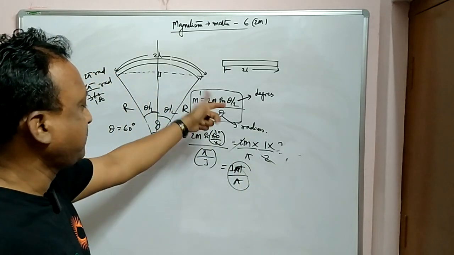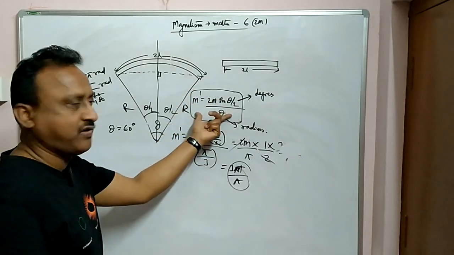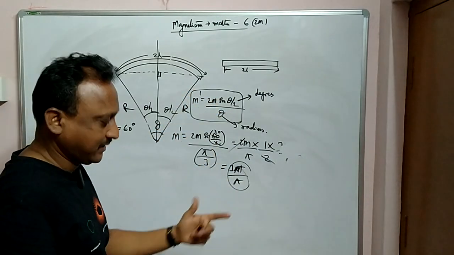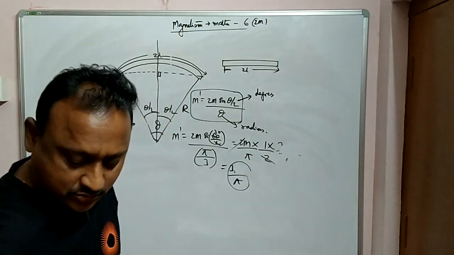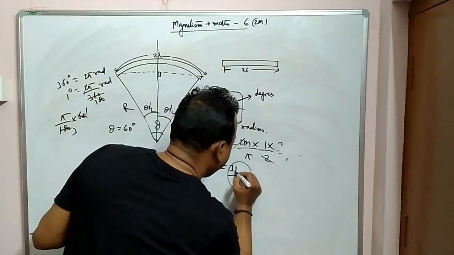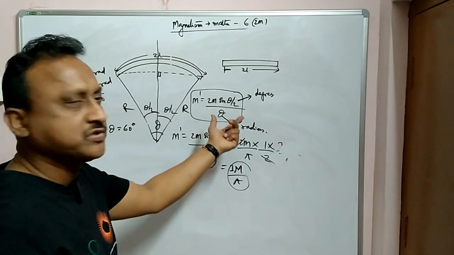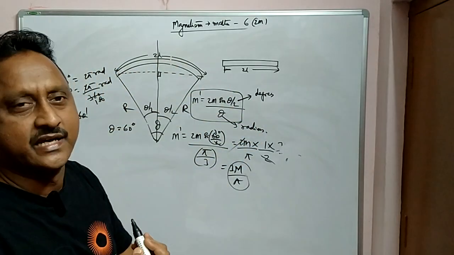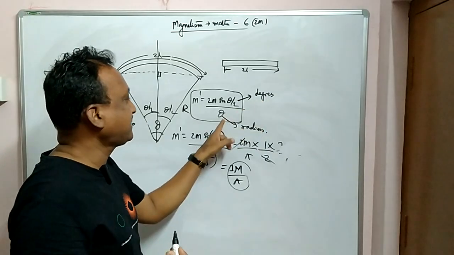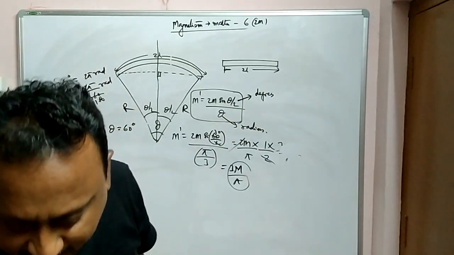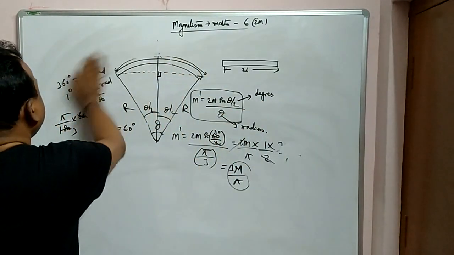So in this case, if you change the angles, you can use this direct formula. 3m by pi, please. So very easily you can solve these types of problems. Just use this formula when it is bent into an arc of a circle: 2m sine theta by 2 by theta. This theta is in degrees, this is in radians, please. Clear? Please note down.